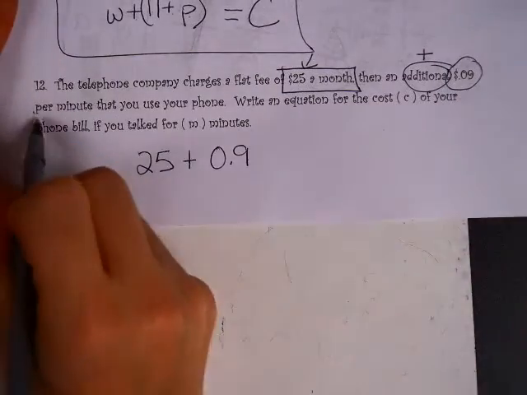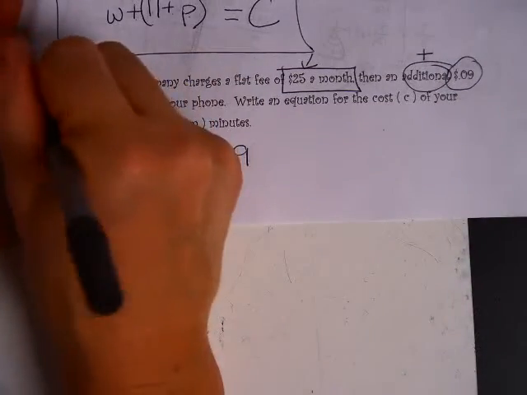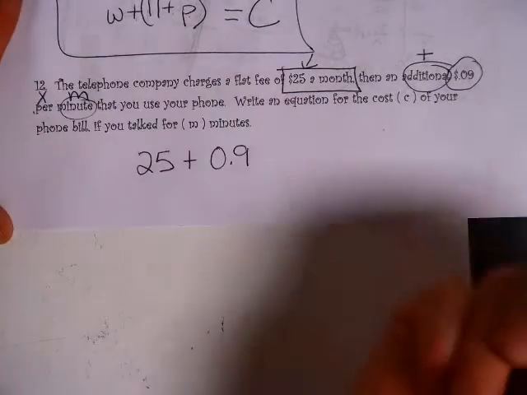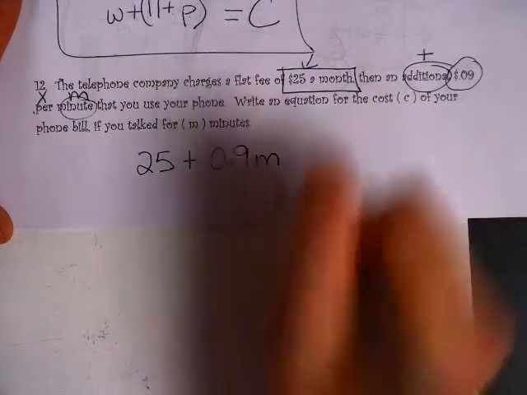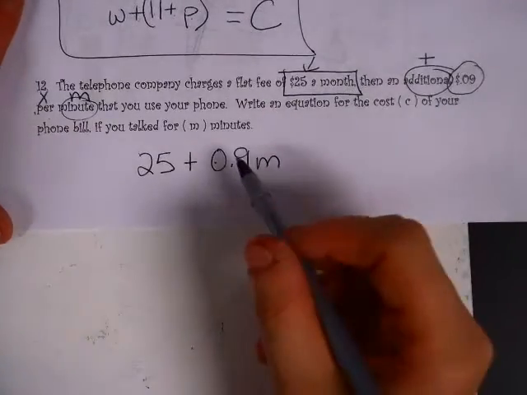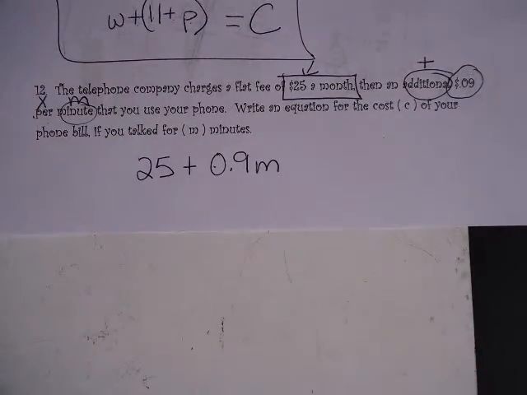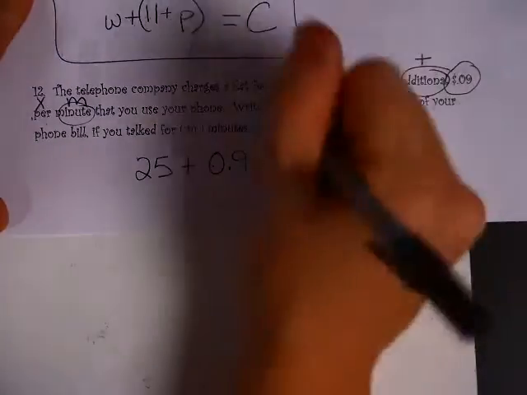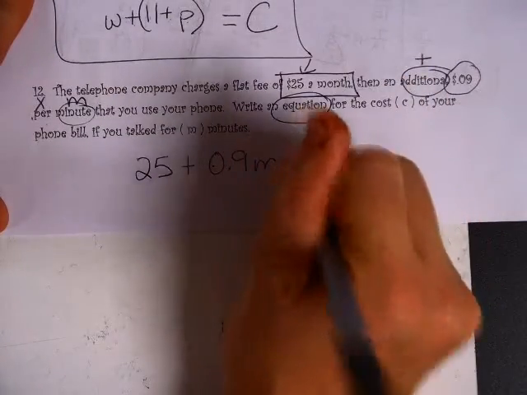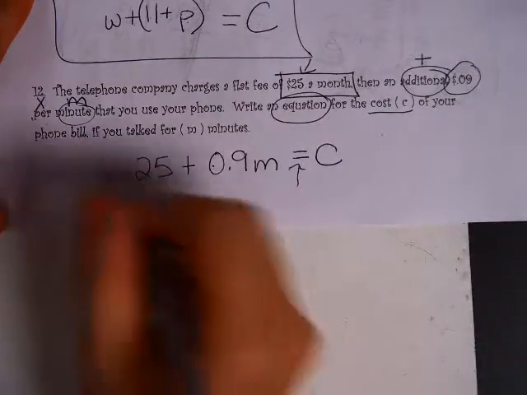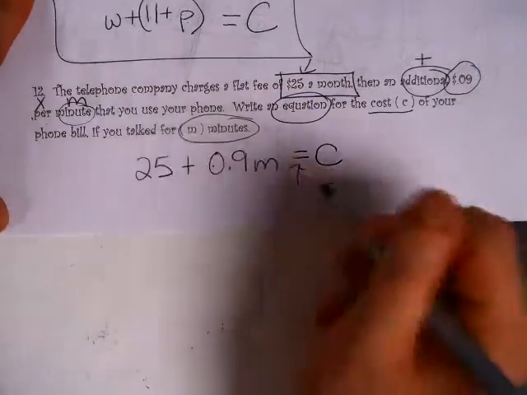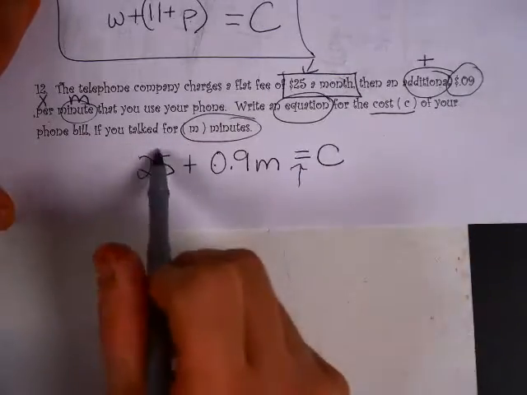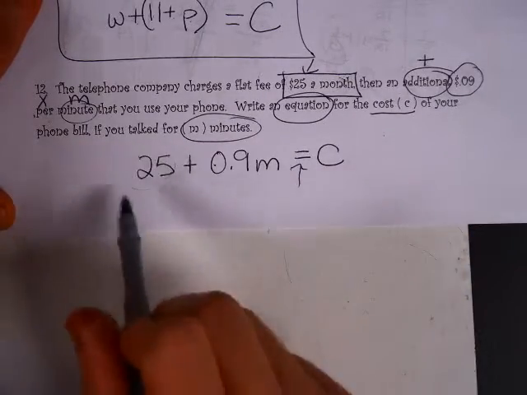But wait, do you see the per? I told everyone every time when you see per, write multiply. And since we don't know how many minutes, we're going to put M. So it's going to be 0.09 times M minutes. All right. And that is going to be our cost, because it says write an equation, so I have to have my equal sign for cost for the phone bills. And minutes are what we don't know. So anytime you see a flat fee, that's going to be your constant kind of hanging out by himself.